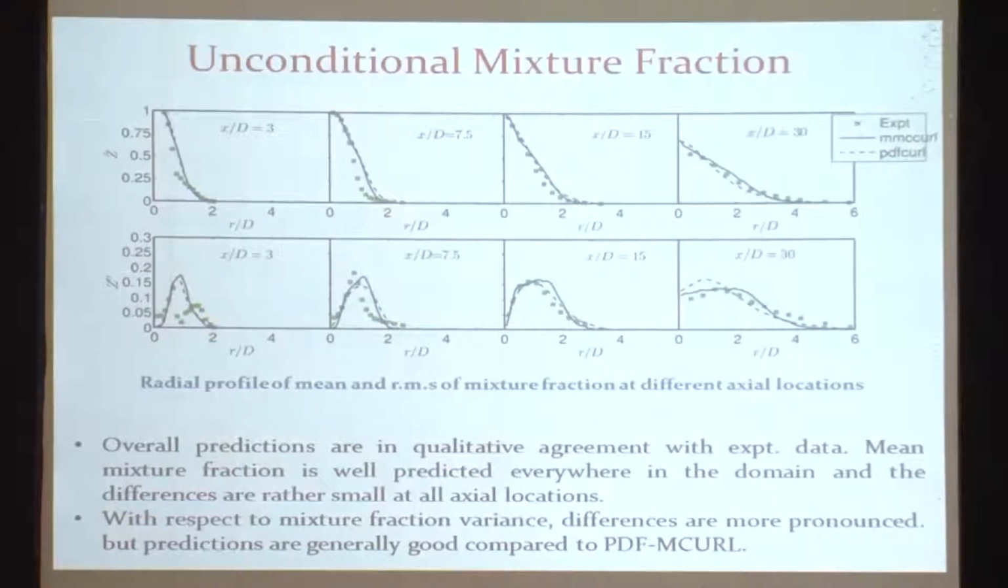Similarly, now I have plotted the unconditional mixture fraction. The radial profiles of the unconditional mixture fraction are plotted at different axial locations. Also I have plotted the RMS value of the mixture fraction. As you know, the mixture fraction is a very important quantity, and that will give us some idea about the flame structure. If you compare it with the experimental results, then we have obtained a very good match with the MMC curl method, and I have also plotted the PDF curl method. At places there are some over and under predictions from the PDF method, but overall both of them are in reasonable agreement with each other.